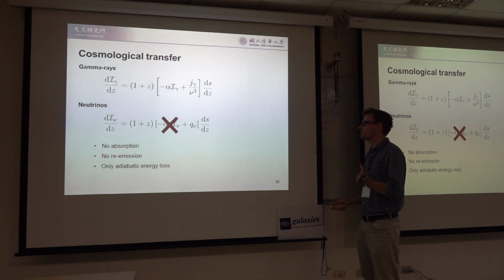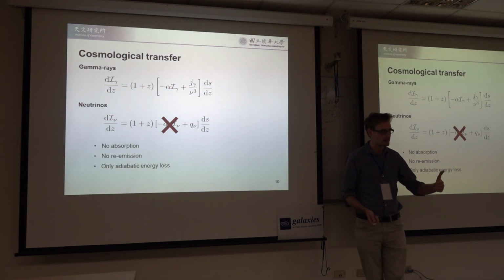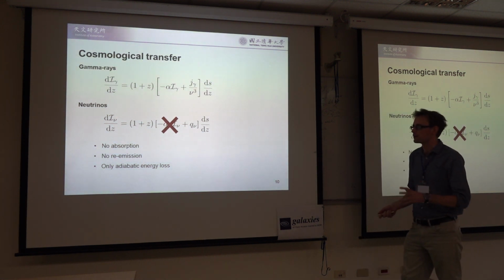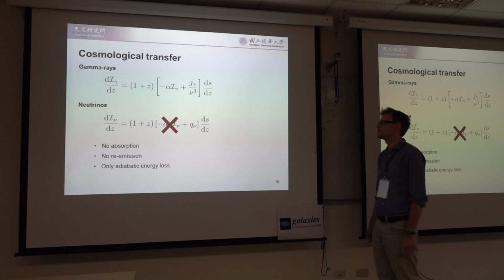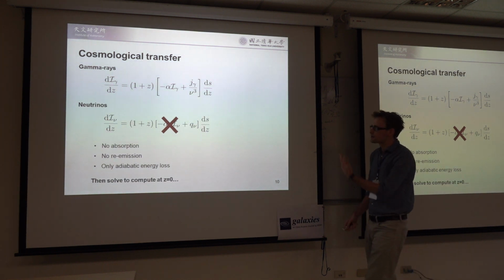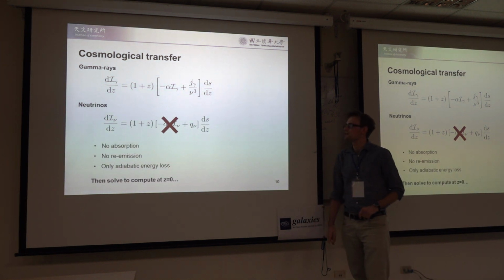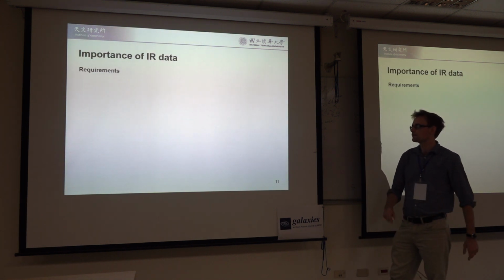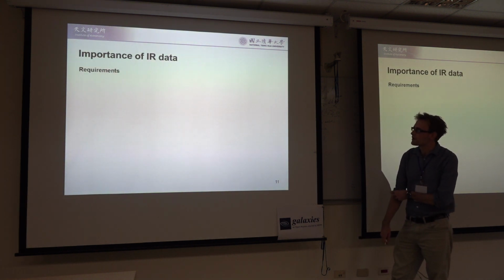You just have the emission due to populations of luminous infrared galaxies, star-forming galaxies, or whatever, and you only have losses due to adiabatic expansion. So then you can just solve these two equations and compute a diffuse background from a population of star-forming galaxies originating at redshift 0. So why am I talking about this?